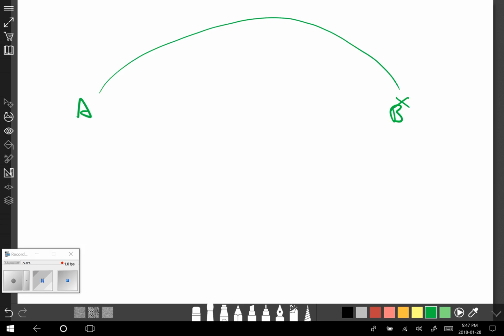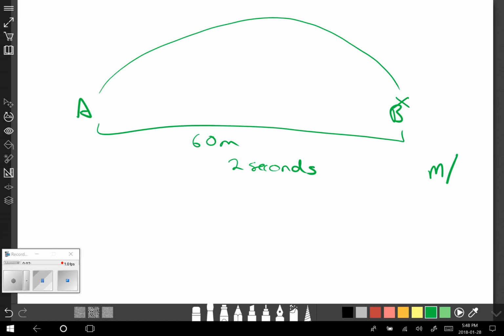So this distance is, let's say I did really well. Let's say I made it go 60 meters, and it got there in about 2 seconds. Oops, seconds. I can spell. There we go. So, how far is that? First of all, let's think about what our units are going to look like. In this case, we're dealing with meters per second. So how many meters? 60 meters per 2 seconds.